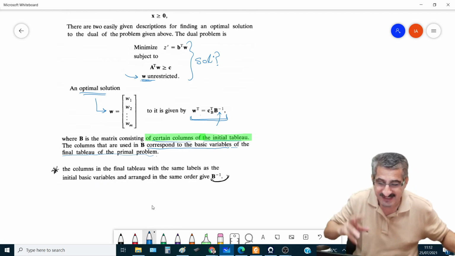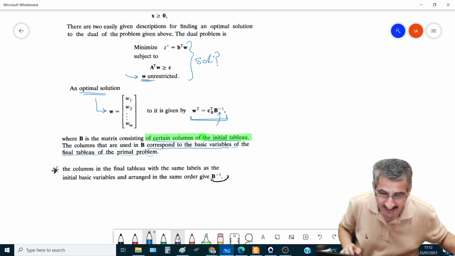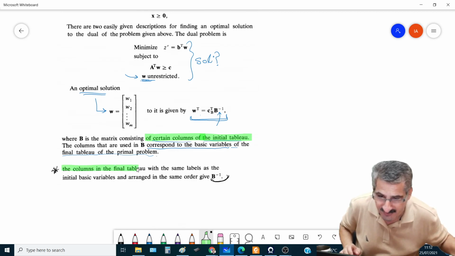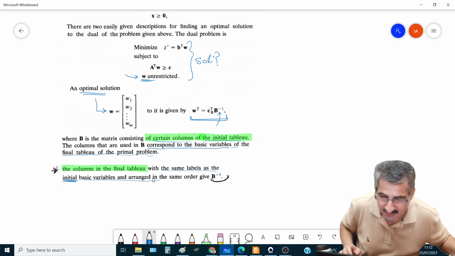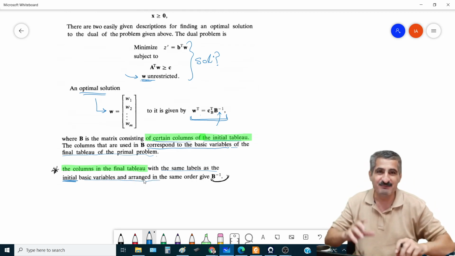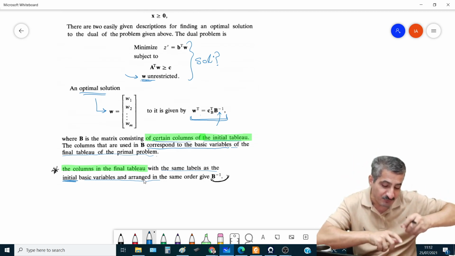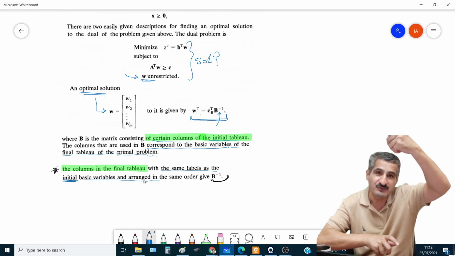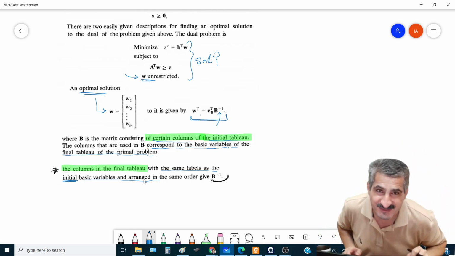So this is the opposite. It says we will take the columns from the final table. But which columns? The ones that have the same labels as the initial basic variables. Oh, okay. Now, for B, we go to the final table, take the basic variables, know the basic variables, and take the columns from the initial table. For B inverse, we do the opposite.